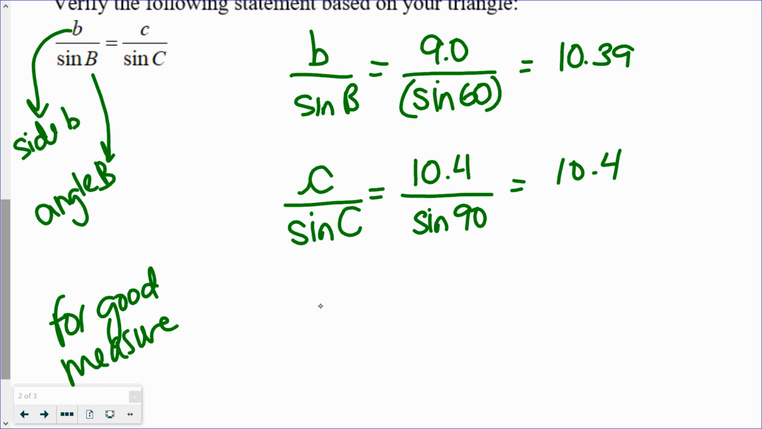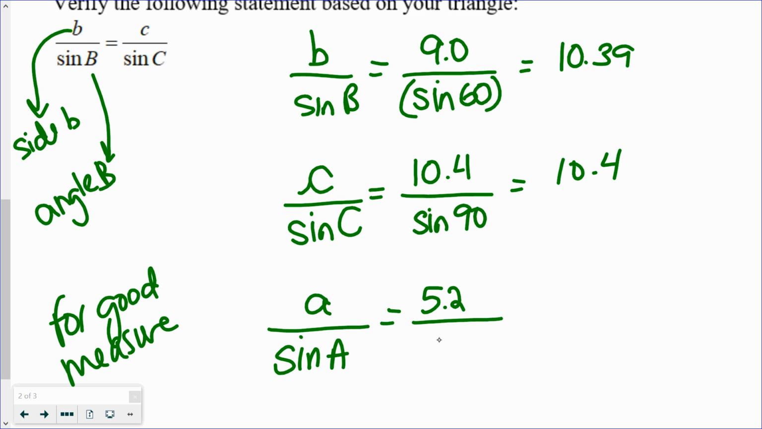And then just for good measure, I'm going to try the same thing with a. So lowercase a on top divided by the sine of a. So side length a was 5.2 centimeters, and angle a, sine of 30. So 5.2 divided by the sine of 30 gets me 10.4.